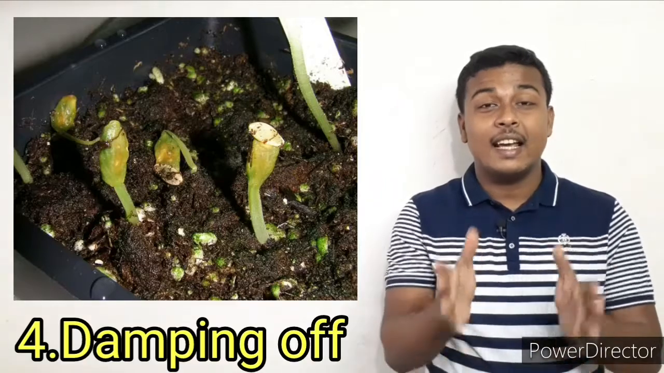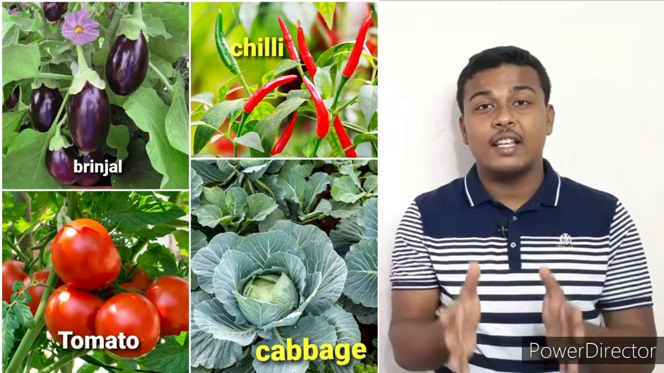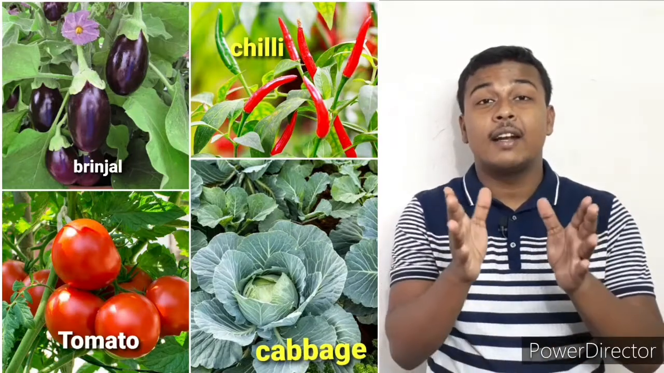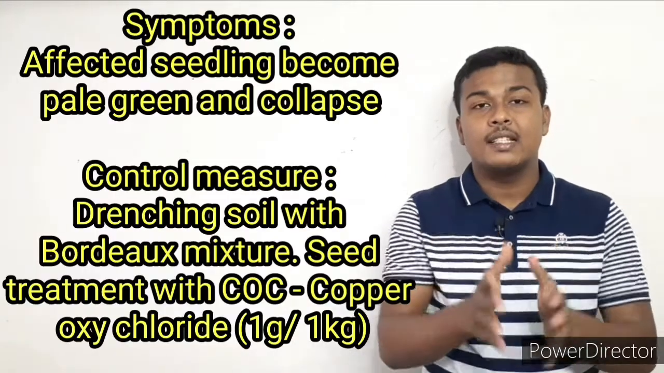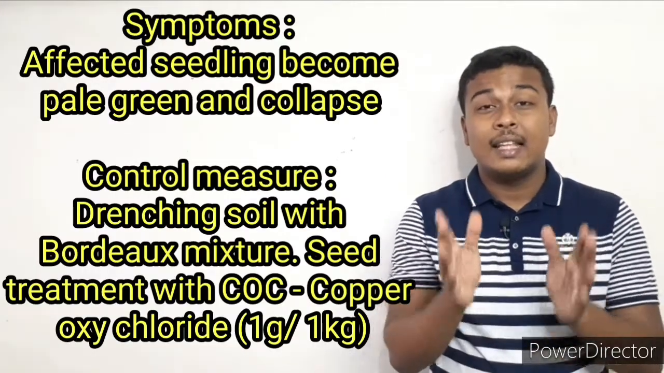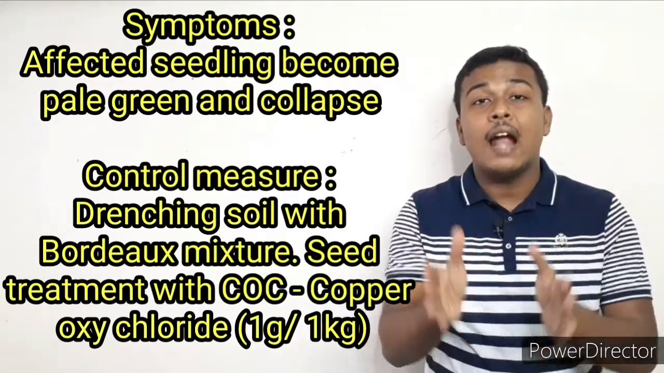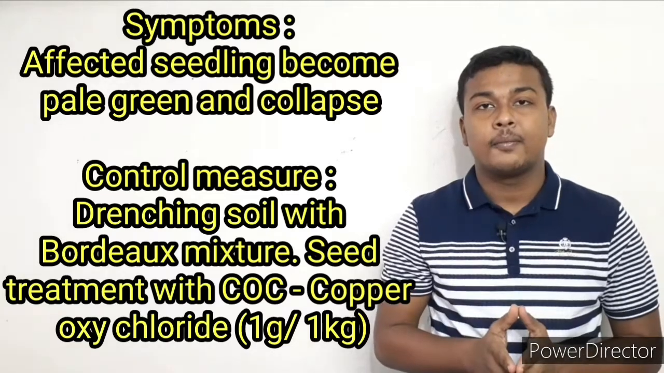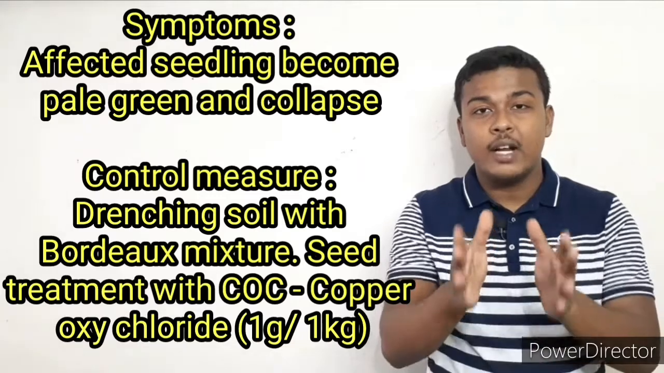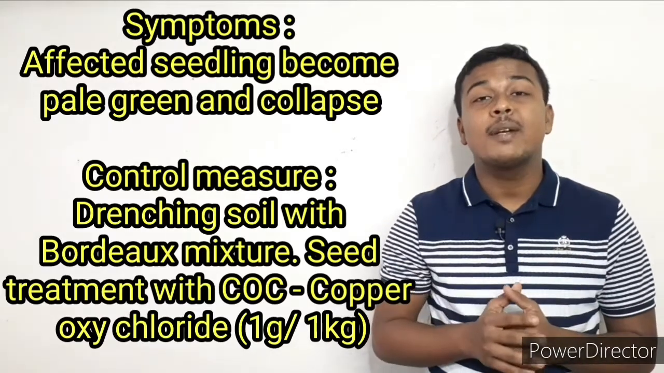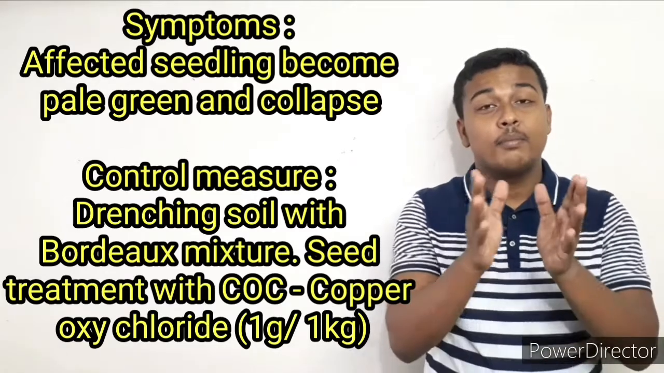The next kind of disease is damping off. Brinjals, tomato, cabbage as well as chili are the crops that will get affected by this kind of disease. The symptoms of this disease are that the seedlings will get affected and become pale green and finally they will collapse. To control this, the soil should be drenched in borax mixture as well as seed treatment can be done with copper oxychloride at 1 gram per kg of seed.